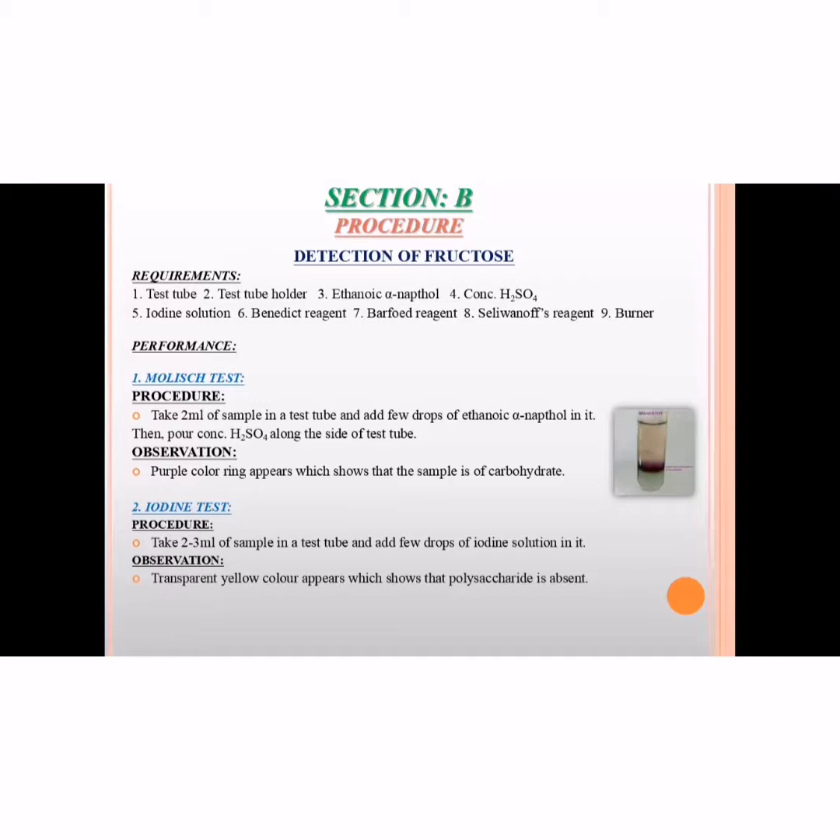Then for the iodine test, we have to take 2 to 3 milliliter of sample in our test tube and add a few drops of iodine solution. When we perform the iodine test, we will observe that a transparent yellow color appears, which shows that polysaccharide is absent, meaning either monosaccharide or disaccharide is present.